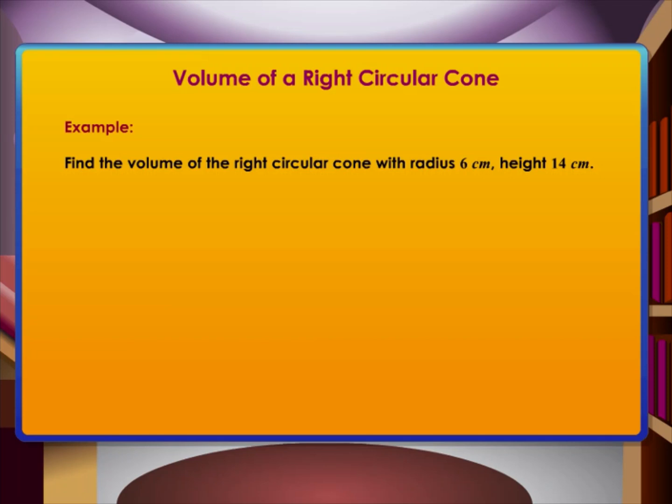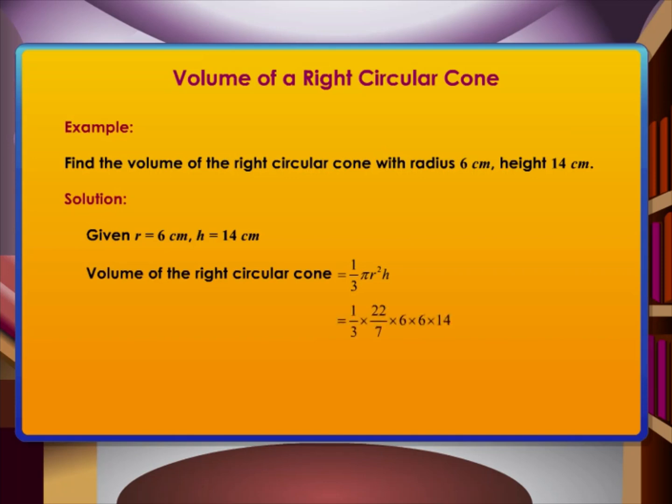Example: find the volume of the right circular cone with radius 6 cm, height 14 cm. Here r is equal to 6 cm, h is equal to 14 cm. Volume of the right circular cone is equal to 1/3 pi r square h. Substitute the values of pi, r and h, then simplify and we get 528 cubic centimeters.